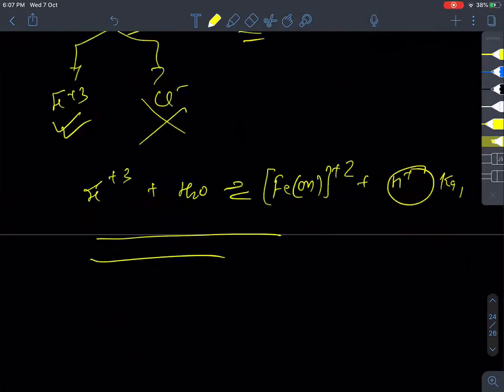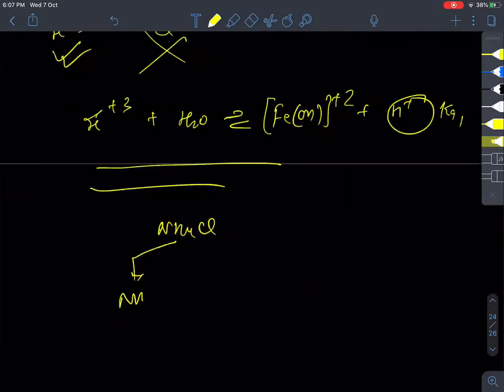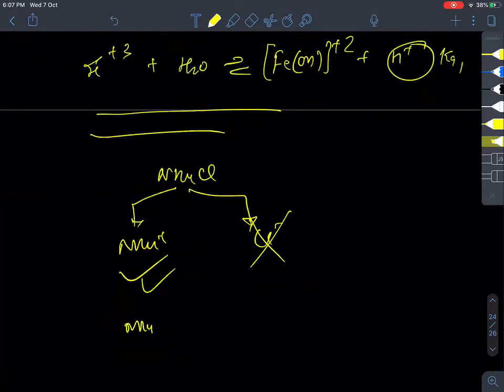Suppose I took ammonium chloride. How will you think about this? Ammonium ion, Cl minus will not do anything. The cation will generate H plus. So which type of aqueous solution will it be? It will be acidic. Right?